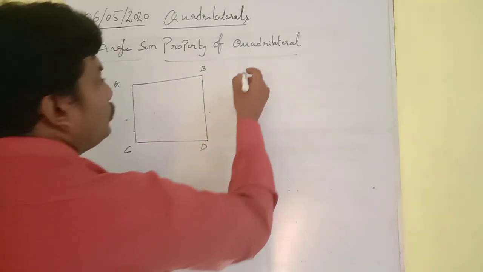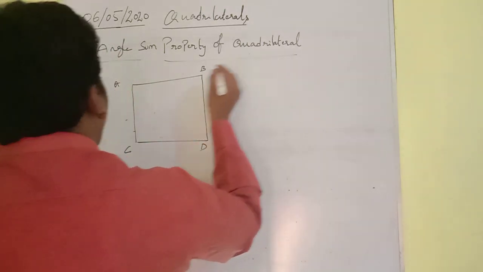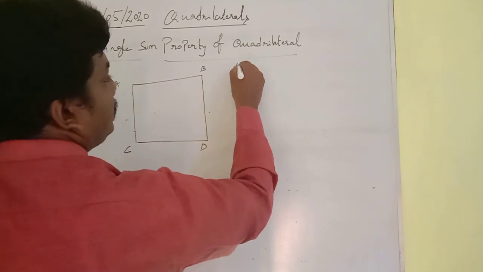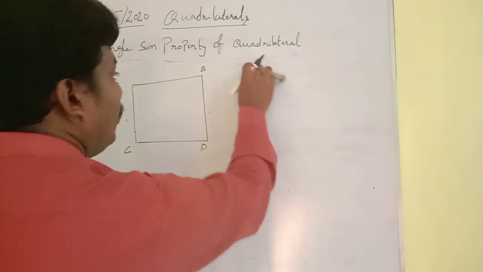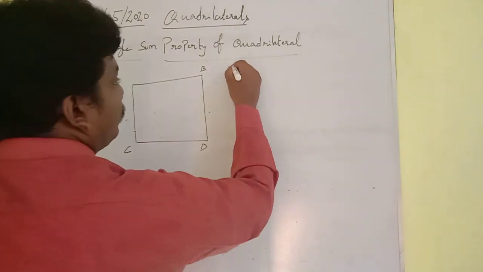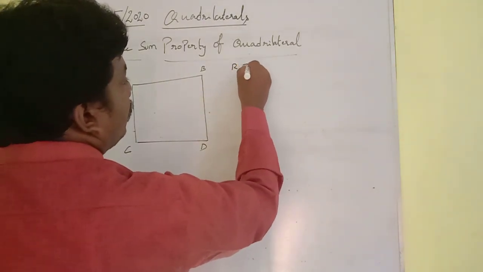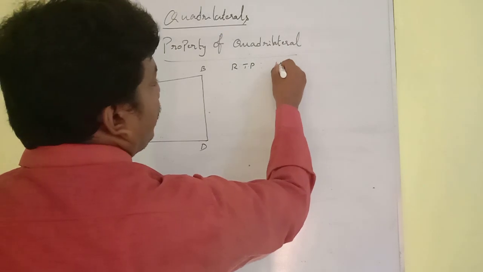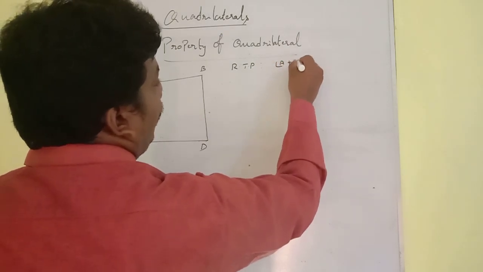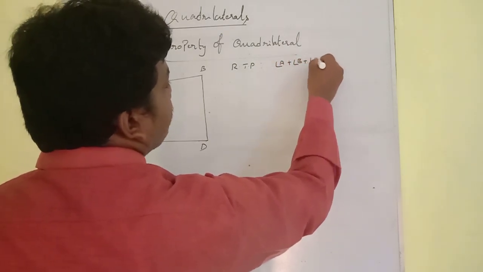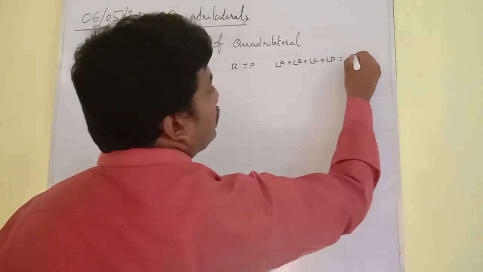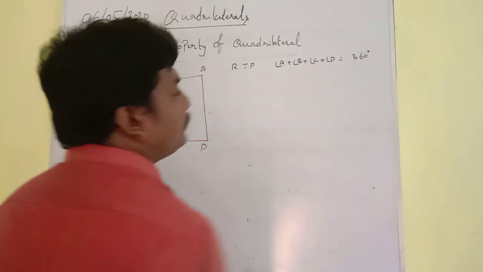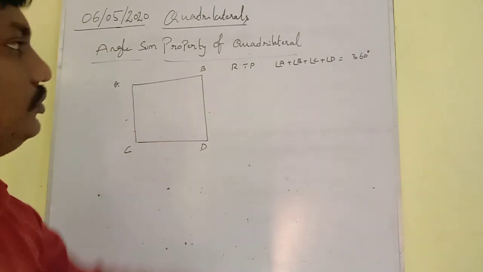So what do we have to prove? Required to prove, RTP, is angle A plus angle B plus angle C plus angle D is equal to 360 degrees. We have to prove this one.